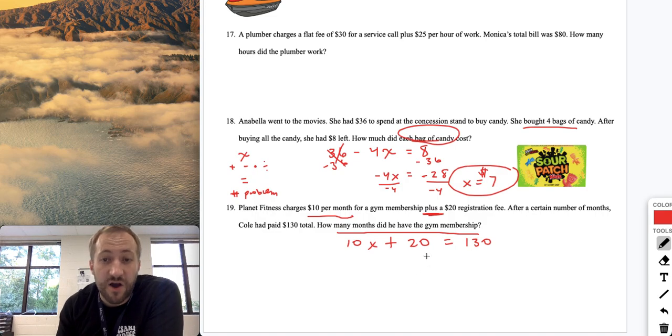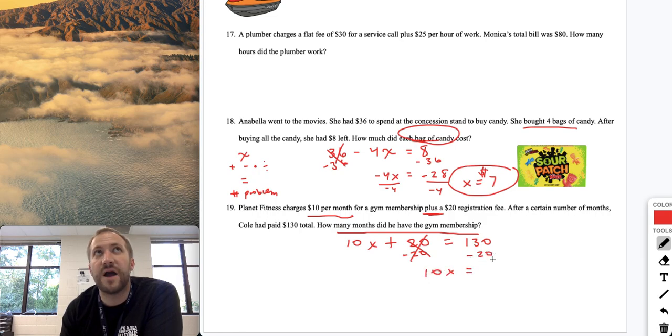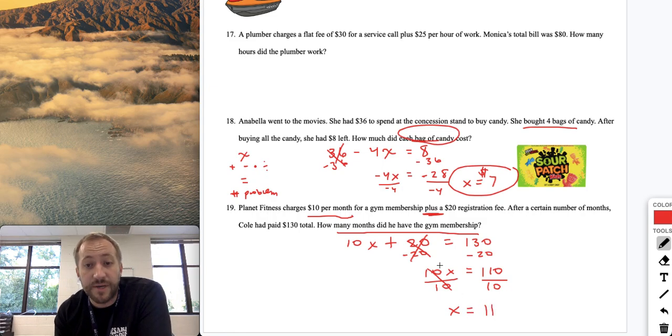So let's go through and solve this equation. I'm going to get rid of the constant first, eliminate it first. I've got to get rid of adding 20 by subtracting 20. That cancels out to 0. I'll subtract 20 over here. I'm left with 10x is equal to 130 minus 20. That gives me 110. If I went through and actually solved for x, I'll divide both sides by 10. Divide by 10, I'm left with x is equal to, let's see, 110 divided by 10, that's 11. So how many months did he have the gym membership? 11 months.